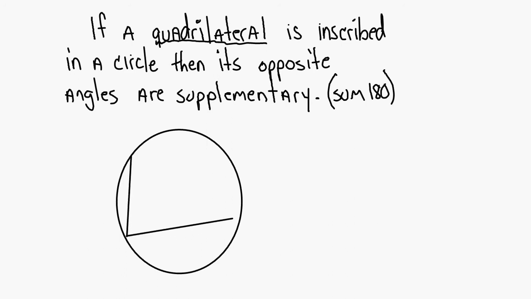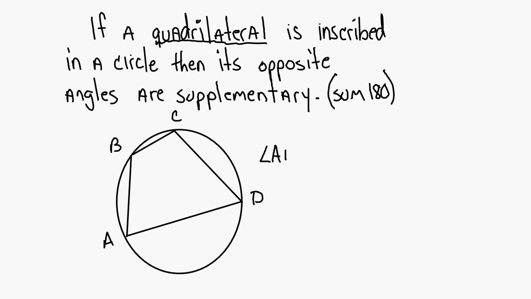So now it's inscribed. Because A, B, C, and D, the four vertices of the quadrilateral, sit on the circle. So angle A plus angle, what's opposite of angle A? C. Angle A plus angle C have to equal 180. And angle B plus angle D have to sum 180 degrees. Okay? Quadrilateral inscribed in a circle. Opposite angles are supplementary. Any questions?